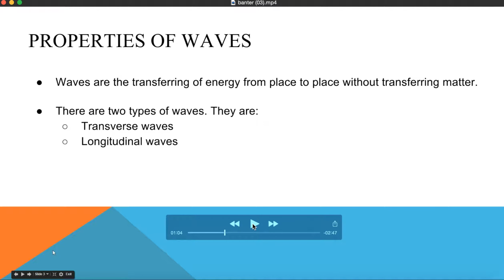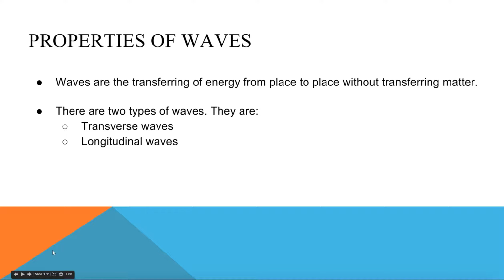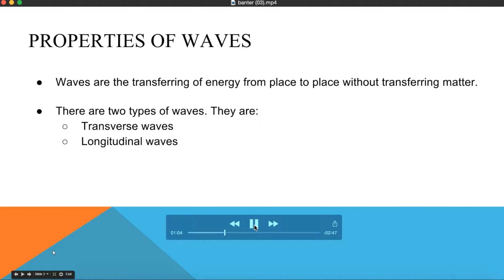Properties of waves. Waves are the transferring of energy from place to place without transferring matter. There are two types of waves. They are transverse and longitudinal waves.